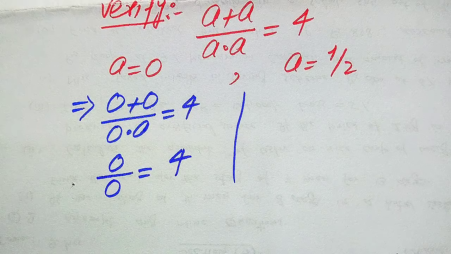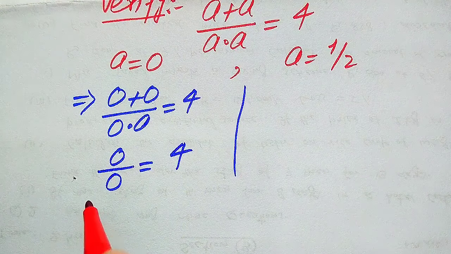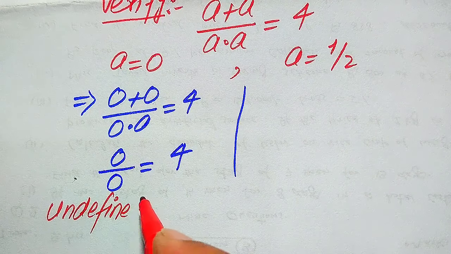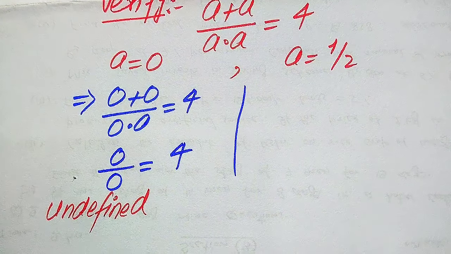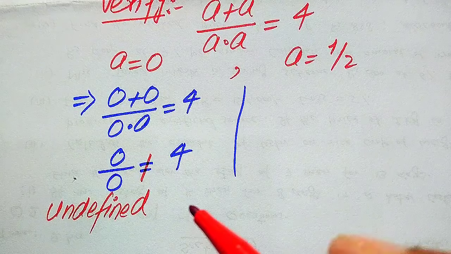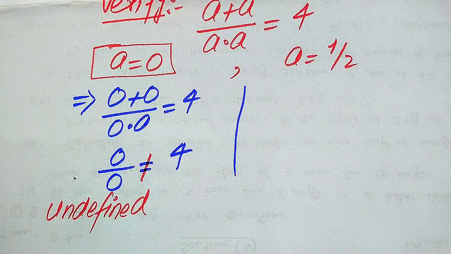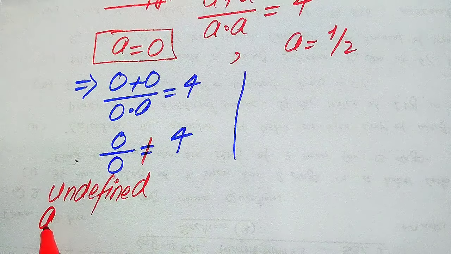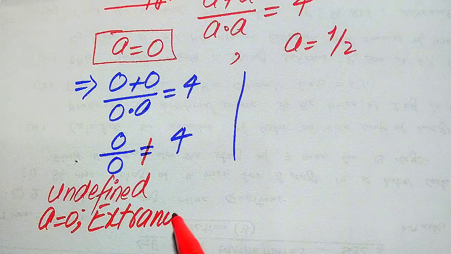So here you see that on the left hand side we have the 0 over 0 form. It is usually called the indeterminate form, or in other words we say that our left hand side is undefined. If our left hand side is undefined, it means that both sides are not equal. So we conclude that a equals 0 does not satisfy our given question statement, and we call a equals 0 the extraneous root of the given equation.